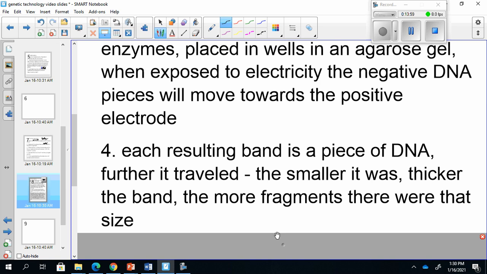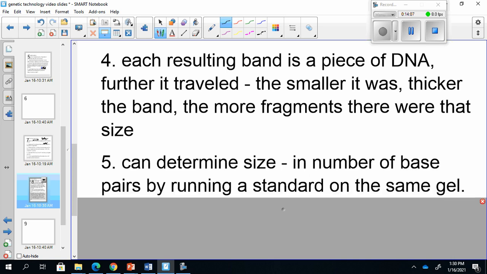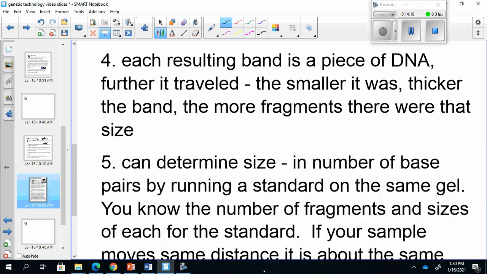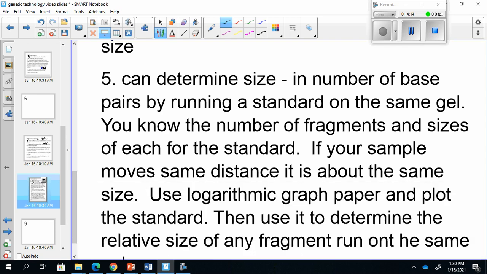The further it travels, the smaller the piece was. When you see really thick bands, that just means you had a lot of fragments that were that size. And you can determine the size. So if you want to know how large was this fragment, you can run a standard on the same gel. You know the number of fragments, you know the sizes for the standard, and if your sample moves the same distance as a fragment from the standard, you know it's about the same size.